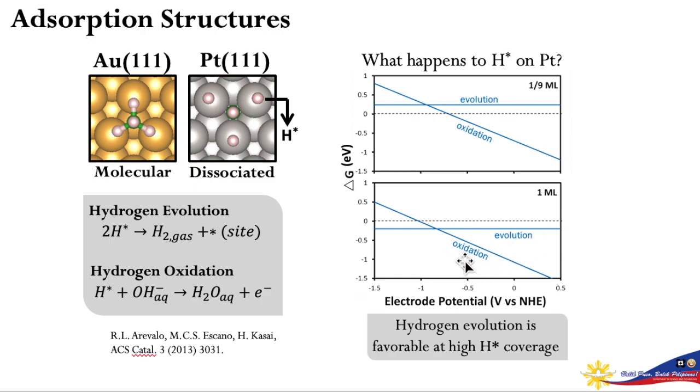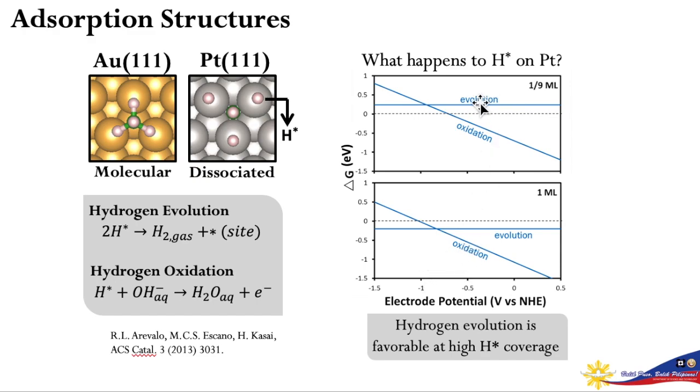Here we can see that for the case of the oxidation reaction, the free energy change is negative, which means that oxidation can occur at these particular electrode potentials. When the coverage of hydrogen atoms on the surface is higher, we see that the oxidation reaction can actually occur at a lower electrode potential.